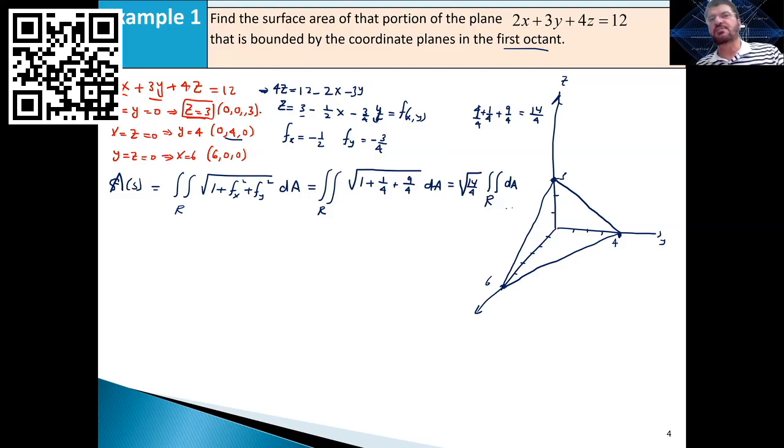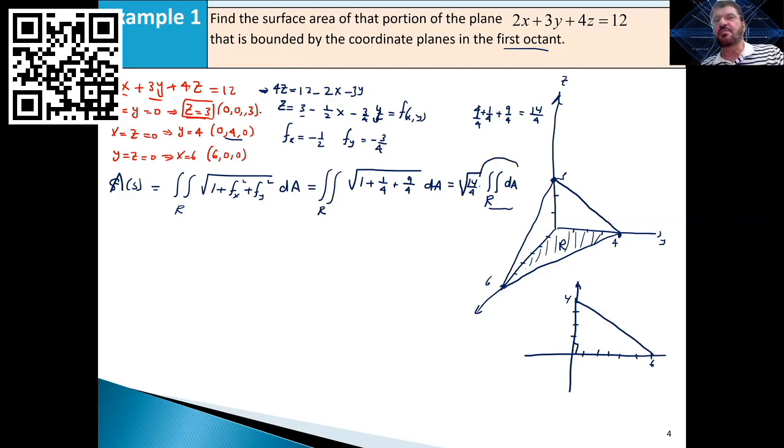Now let's look at this R. Where is R, by the way? This is the region, right? This is the base of the solid. Let me graph it here. On the y-axis is 4: 1, 2, 3, 4. On the x-axis 6: 1, 2, 3, 4, 5, and 6. So what do we have here? We have a right triangle of base 6.